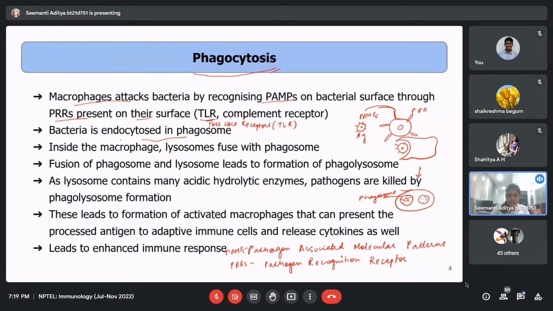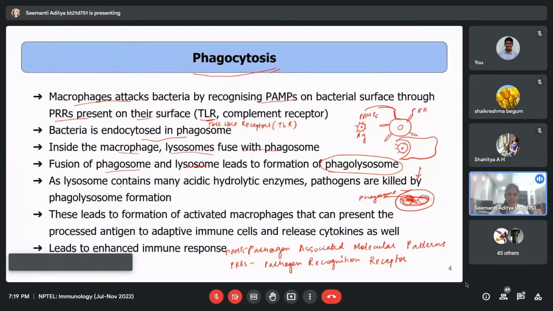After the bacteria is endocytosed in a phagosome inside the macrophage, the lysosome will fuse with this phagosome, forming one big vesicle. Whatever bacteria is inside this phagosome will get chopped off and killed due to the activity of all of these hydrolytic enzymes from the lysosome. So all the bacteria and pathogen that was engulfed will be killed. Fusion of phagosome and lysosome leads to the formation of the phagolysosome, an important component for killing the bacterial or pathogenic cell through phagocytosis.